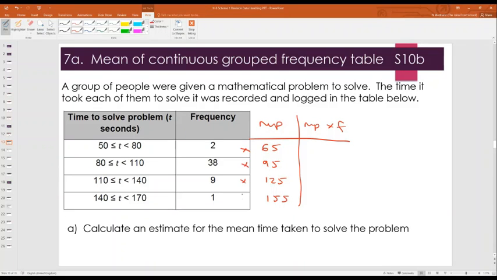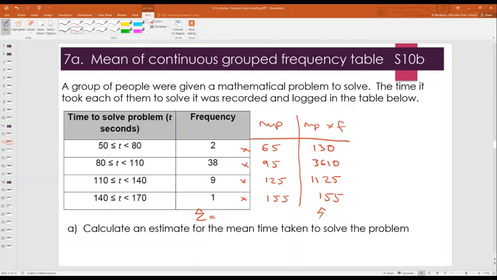Now let's do the multiplying as we should have done next. So 2 times 65 is 130. Okay, 38 times by 95 is 3,610. 9 times 125 is 1125, and then 1 times 155 is obviously 155. Okay, so same steps as last time.